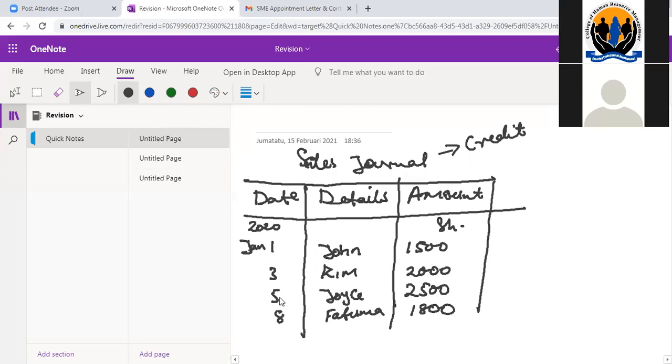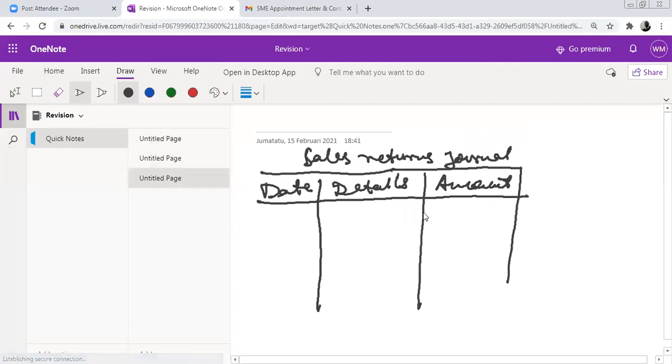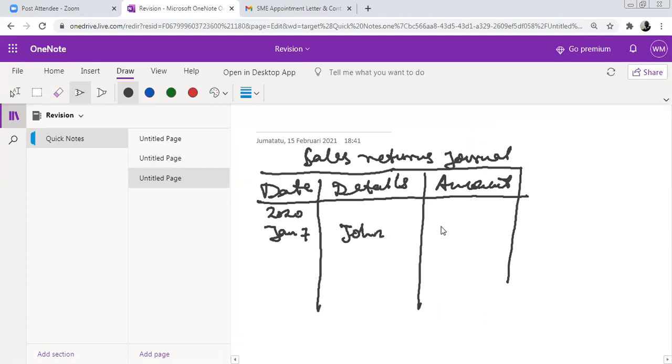Maybe on 7th, John returned goods. You cannot return goods if you did not buy them. So first of all, those goods must have been sold for them to be returned and considered as sales returns. So you write here 2020, January 7th, a customer by the name John returning goods, and the value of goods being returned is 500. Maybe on the 9th, Kim returns goods of 300. So you record the value of those goods which have been returned by the customers who had initially bought them on credit.